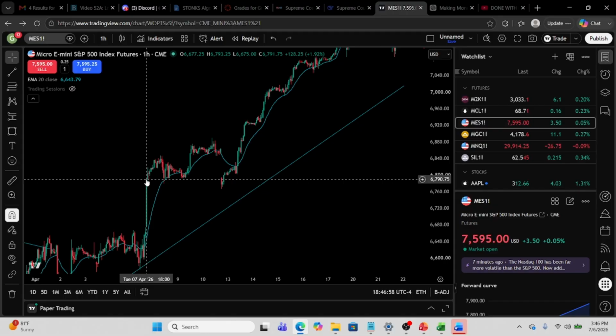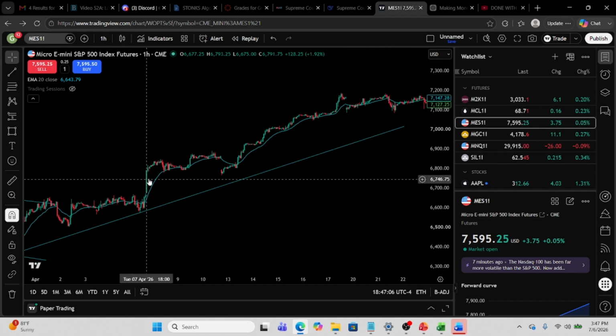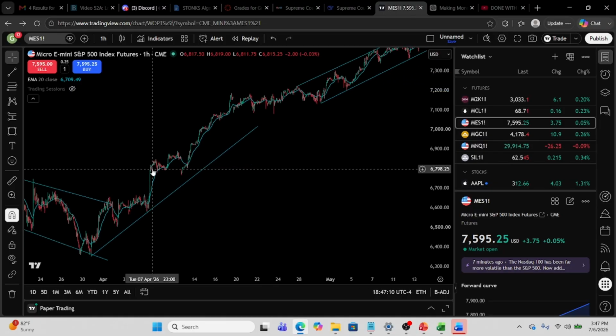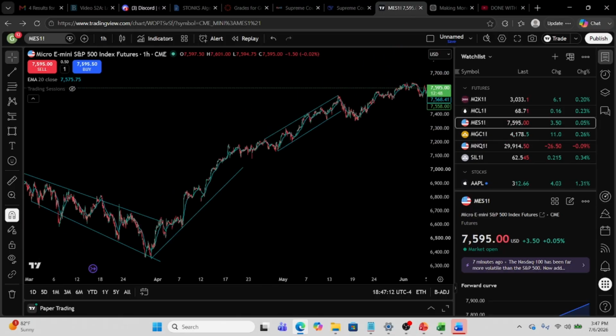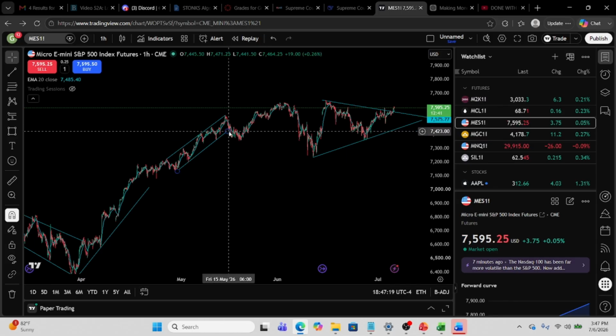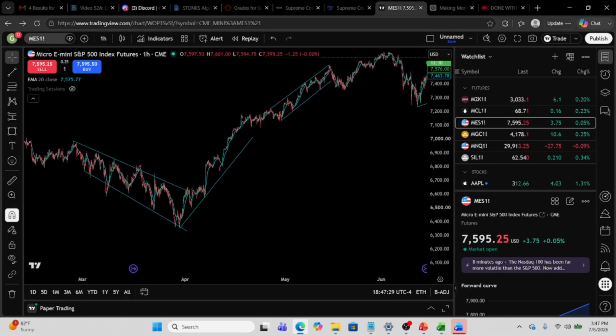And this is S&P micros, just one contract. Let's see. You got in at about 6,800, and the exit was up here around 7,400. That's what? Having a brain fart right now. 600 points roughly. Good trade.